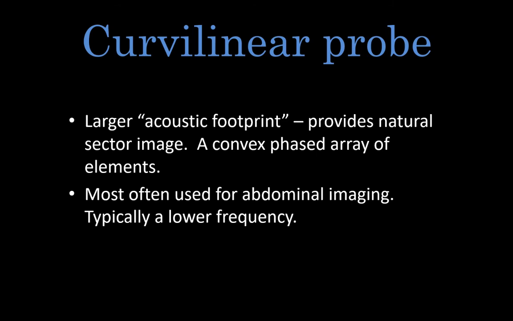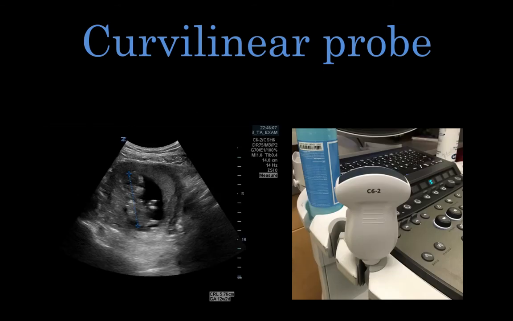This is typically referred to as the abdominal probe, as it's primarily used in imaging deep structures in the abdomen. The lower frequency allows good imaging at increased depths required for abdominal structures. This picture shows a typical curvilinear or abdominal probe. You can see it has a large curved interface, which gives its natural sector image. The picture on the left is of a fetus, showing some nice imaging at increased depth.